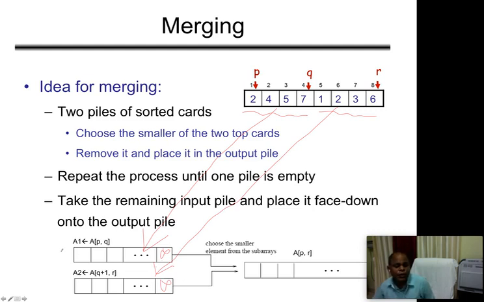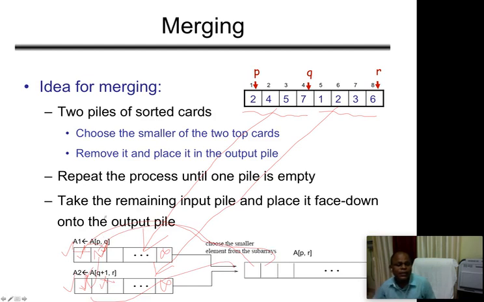And now what happens? Comparison will be done from first to first. If this one is smaller, then this will go here. Then the pointer will go to here. And now this and this will be compared. If this is the smaller, then this will go. If this one is the smaller, this one goes.